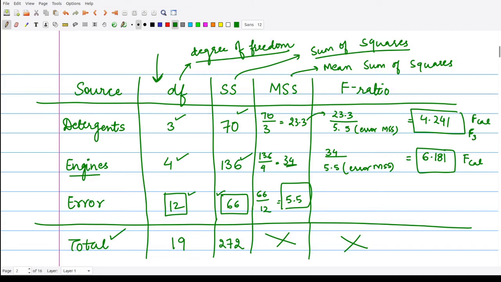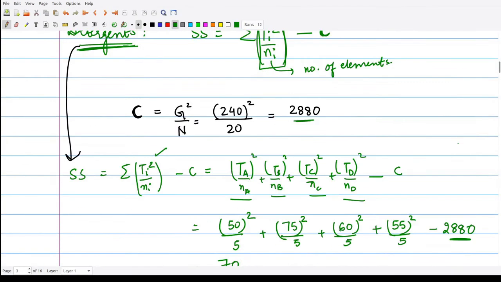So we'll write 3 here, and 12 degrees of freedom for error. And in this case, we will compare this calculated value with that of F with 4 degrees of freedom for engines, because this value is for engines, right? So 4 here for engines, and then 12 for error. So we'll compare this value with this one, and this value with this one from the table, right? So let's have a look.